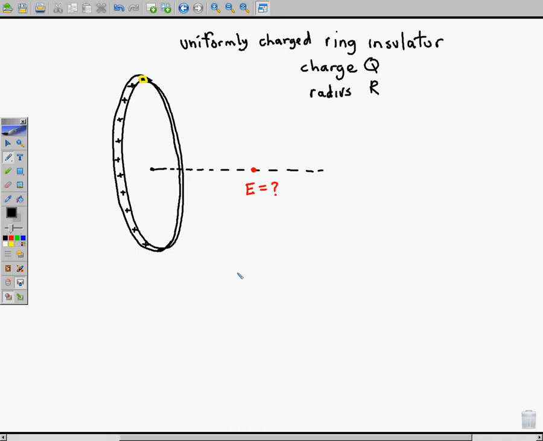Alright, ladies and gentlemen, we're going to be looking at this uniformly charged ring insulator with a charge Q, radius R, and it's like a three-dimensional drawing. So the ring is like in the YZ plane, and we're going to be looking at a point going through its center, which we're going to be considering the x-axis. And we're trying to find the electric field strength at this point, perpendicularly out from the plane of the ring from its center. And I think I'm going to put the little E equals question mark on the top. Not that it matters.